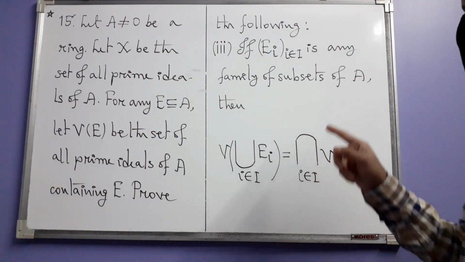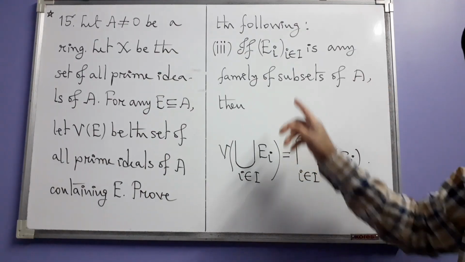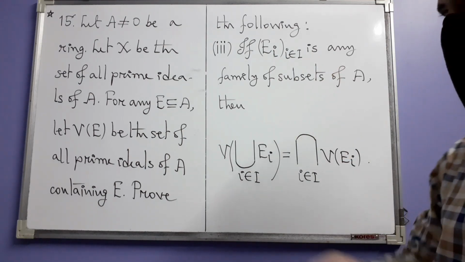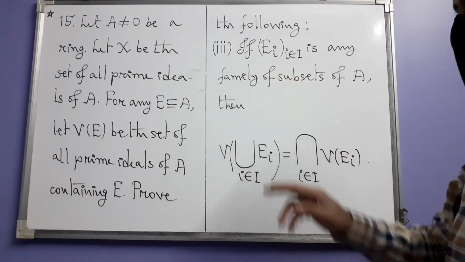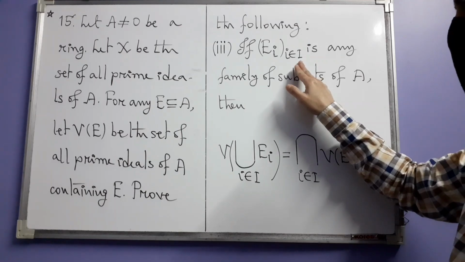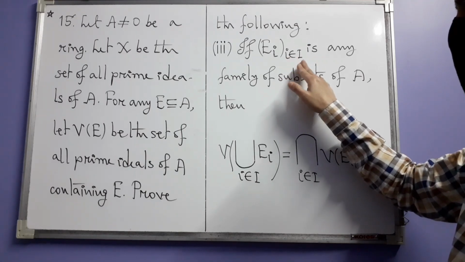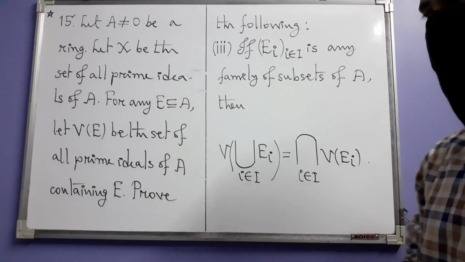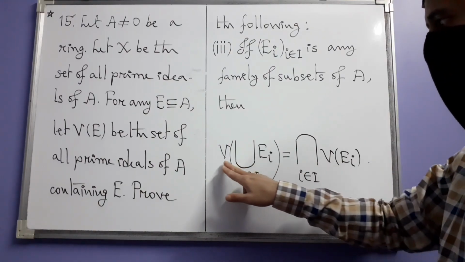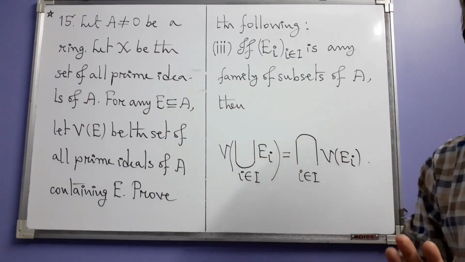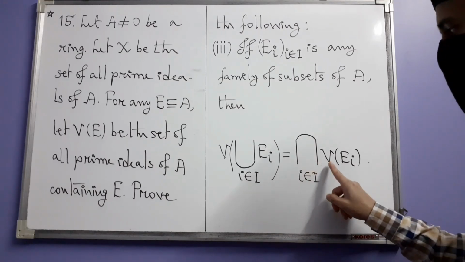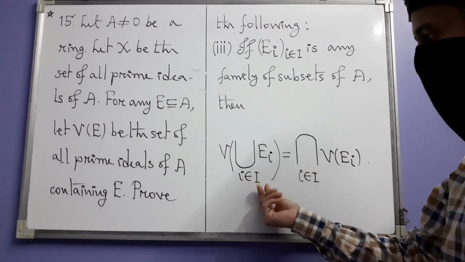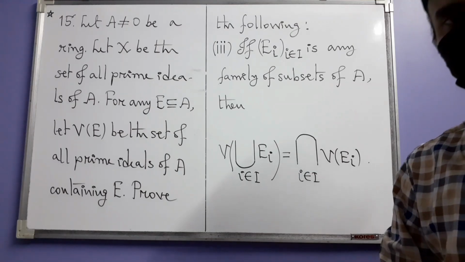Now today we are going to solve part 3, where a family of subsets of A is given, E_i, an indexed family indexed by some index set I. For each small i in this set, we have a subset E_i of our ring A. Now this is what we have to prove. V of the union of the E_i equals the intersection of these sets V of E_i. Here also i varies over I, here also i varies over I.